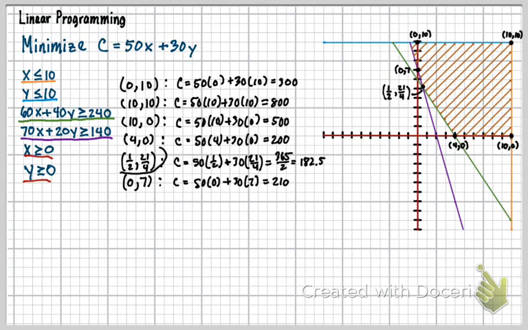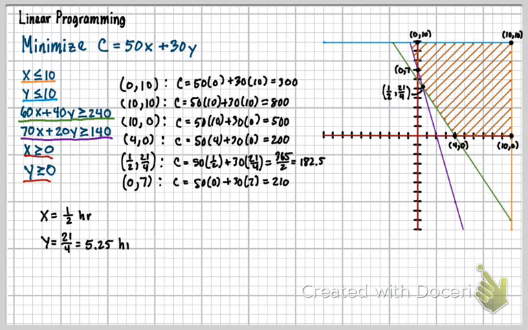So we can see here that we're trying to minimize cost. So where we have 1/2, 21/4 is going to be our lowest cost. So our x equals 1/2, and our y equals 21/4. And 21/4 is really 5.25. And remember, we're talking about hours here. So this is a half an hour.